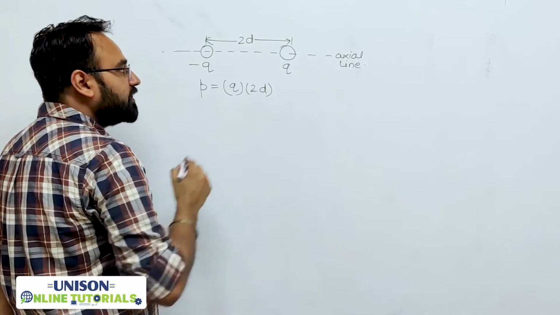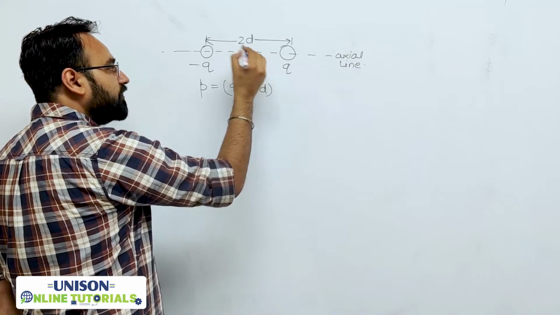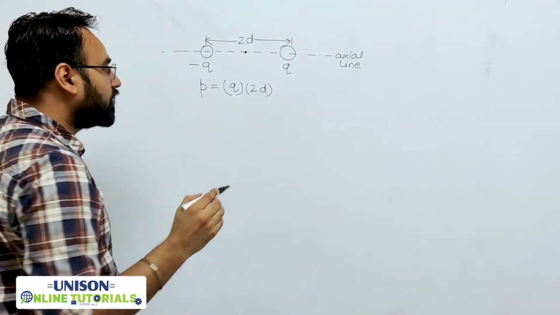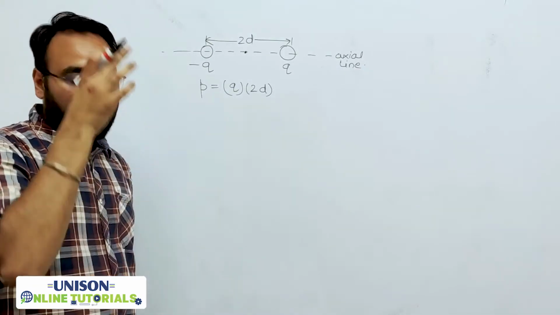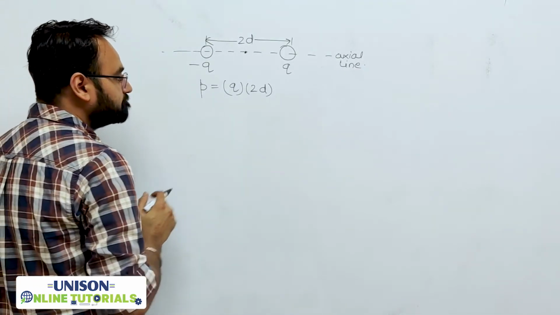This is the one point. Second point is, when we talk about distances, always remember distances are measured from the center of a dipole. For a dipole, distances are always measured from the center of the dipole.